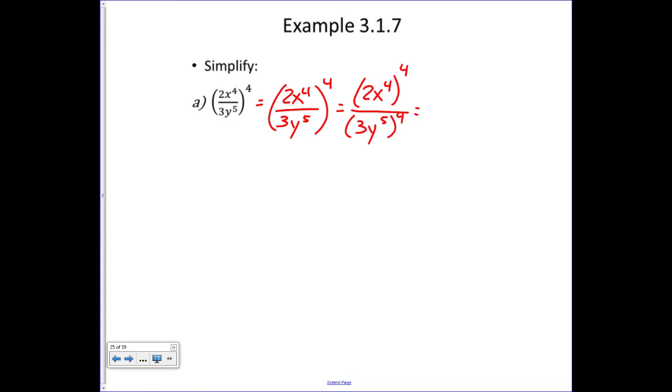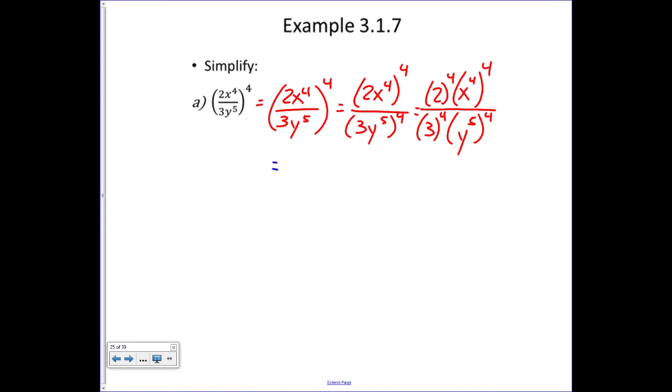And now, because we have something in parentheses, a product, two things multiplied together, raised to a power, we can separate it like we did in the last example. So that we have 2 to the 4th power and x to the 4th power, 3 to the 4th power and y to the 5th to the 4th power.